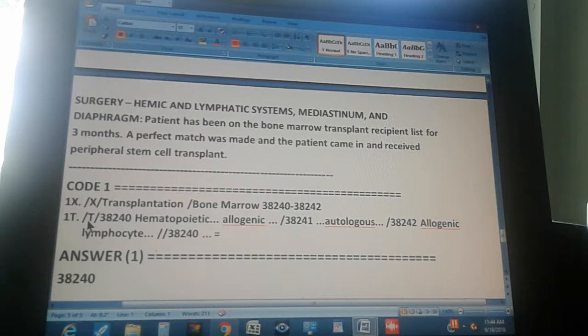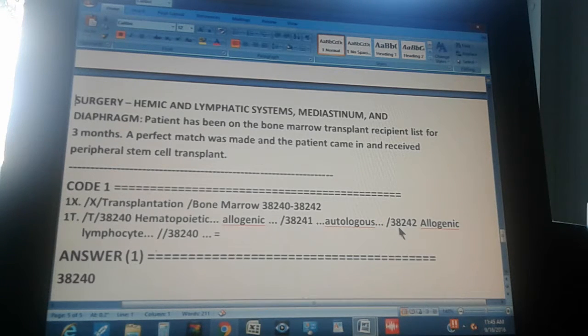The code through the tabular is checked like this. First, you go to the tabular. Then you start with 38240. What is that? Hematopoietic allogenic is the first one. The second one, 38241, is autologous. It's also hematopoietic, but it's autologous, which means that it's from the same person, not from a donor. And the third one?